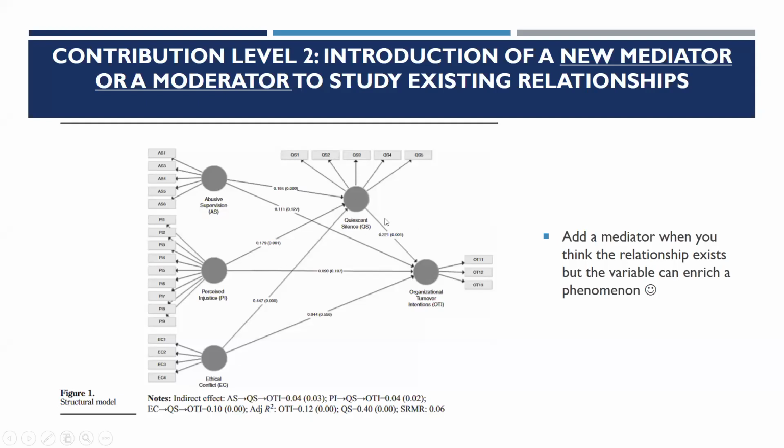In this framework, we added quiescent silence, which means defensive silence. The phenomenon was that there were a lot of studies. A direct relationship was proposed: abusive supervision directly to turnover, perceived injustice directly to turnover, ethical conflict directly to turnover. But we said in countries such as Pakistan, where unemployment conditions are quite bad, if you leave a job, you will not be able to get another job easily. Before arranging a job, people don't actually leave, but they become silent and go into defensive mode. That was our logic. So we added quiescent silence, defensive silence, as a mediator.